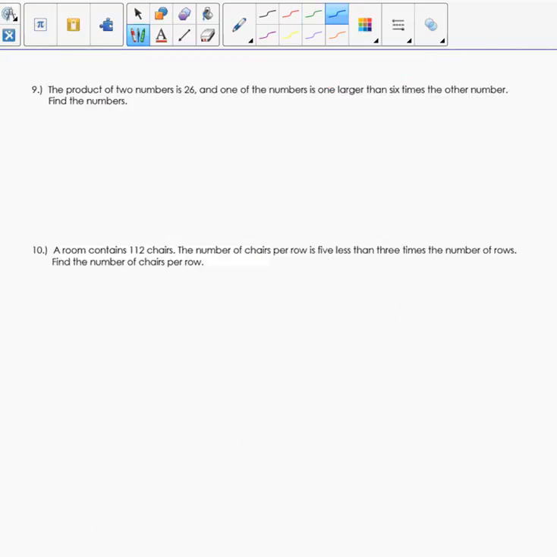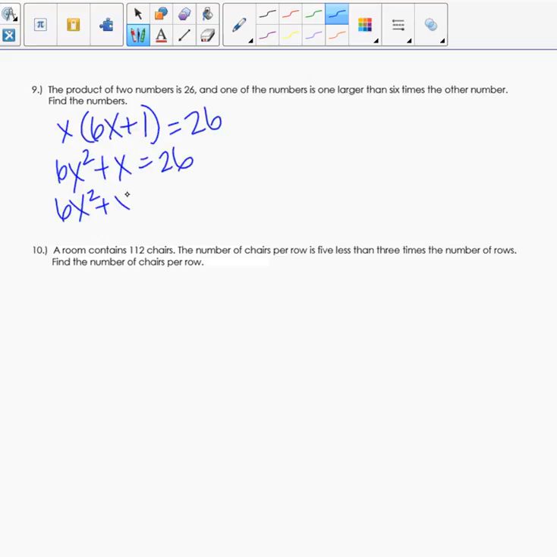Same idea. The product of two numbers is 26. So something times something equals 26. And one of the numbers is 1 larger than 6 times the other number. So I have x, and I have 6x plus 1, because the second number is 1 larger than 6 times the other, and it should equal 26. So you multiply this out, you get 6x squared plus x equals 26. So then you get 6x squared plus x minus 26 equals 0.